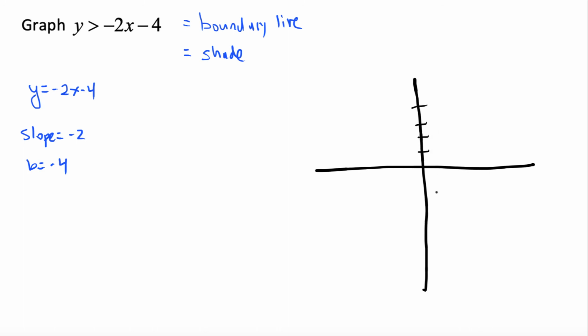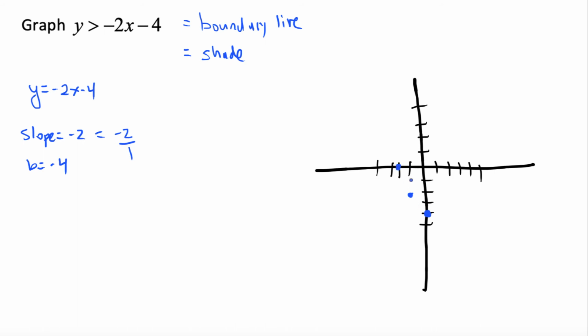Let's draw a couple hash marks. Now the y-intercept says it's negative 4, so that's going to be this point right here. This point is the point y equals negative 4. Now the slope is negative 2, which we can see as negative 2 over 1, that's the rise over the run. So we're going to go up 2 units and left 1.